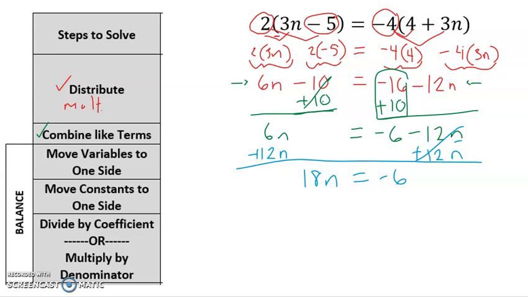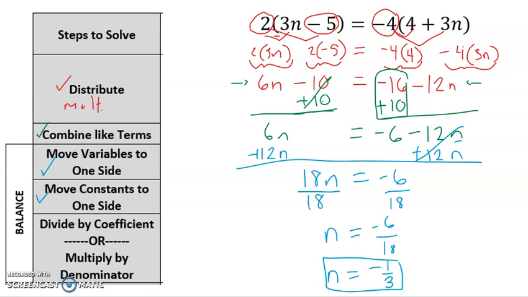Okay, so our variables are on one side, our constants are on one side. Now we want to get to a coefficient of 1. Right now I have 18. Divide by that coefficient gets me to 1. 18 divided by 18 is 1. Keep the balance, do the same thing to the other side. So I get n equals negative 6 over 18, but we want to simplify that, okay? 6 and 18 can both be divided by 6, so this would be negative 1/3, okay? That is solving equations with variables on both sides.